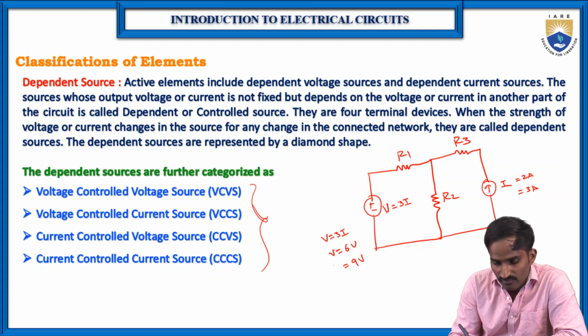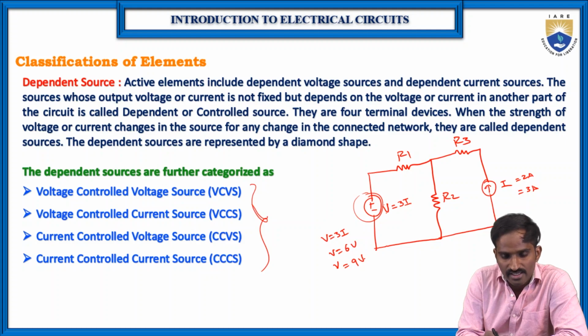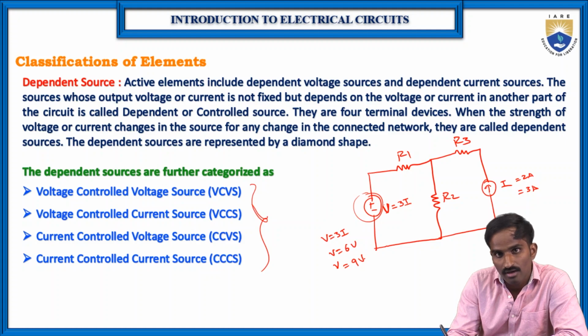So which means the value of this voltage source depends on the value of the current source which is present in the same circuit. Here you can see the output voltage or current is not fixed but depends on the voltage or current in another part of the circuit. Okay, so the voltage of this source depends on the current source which is connected to another part of the circuit.